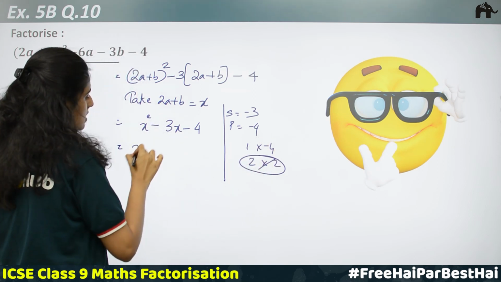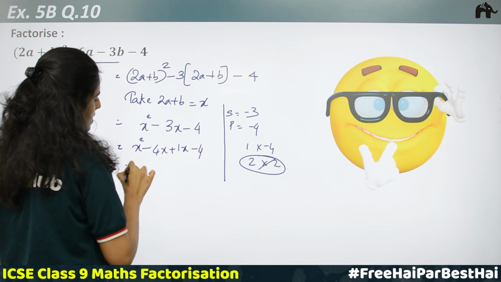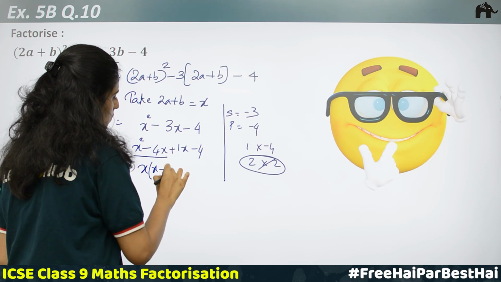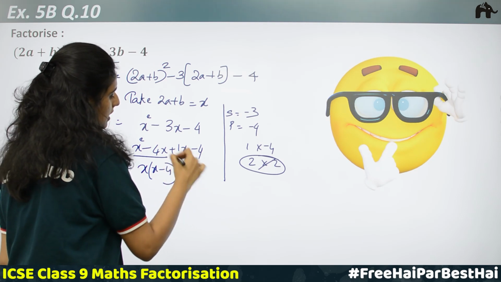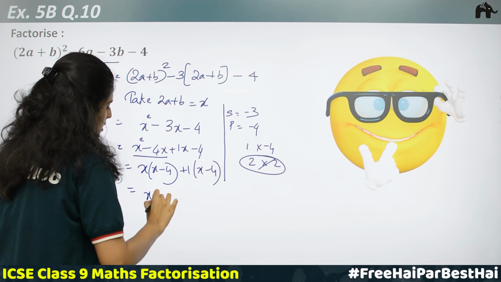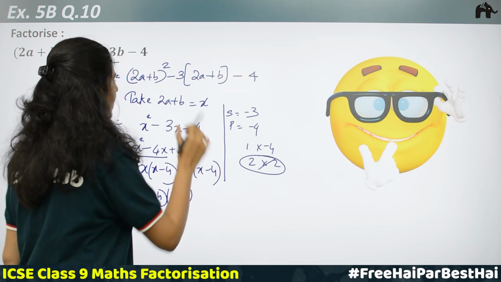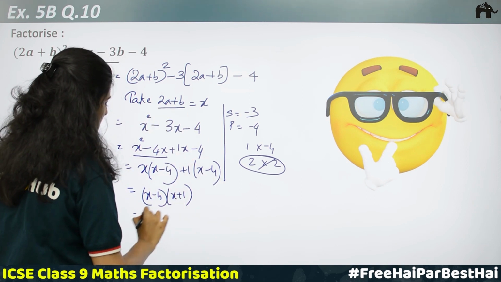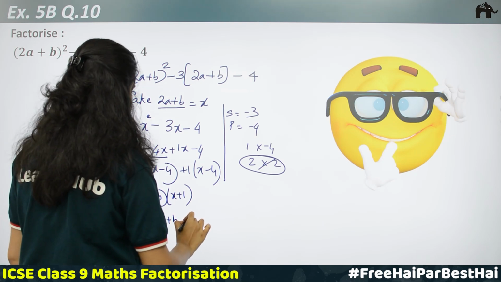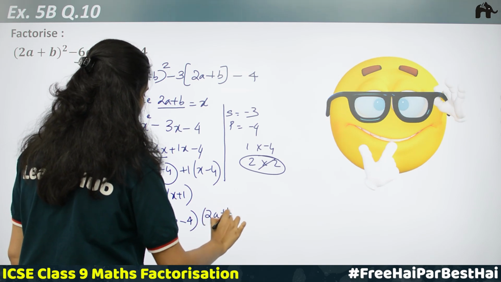So this becomes x square minus 4x plus 1x minus 4, that is equal to. From here common x can be taken, x minus 4. From here there is no common, so 1 can be taken, plus 1 into x minus 4, that is equal to x minus 4 into x plus 1. Okay, now what is x? Put the value of x, that is 2a plus b minus 4 into 2a plus b plus 1.